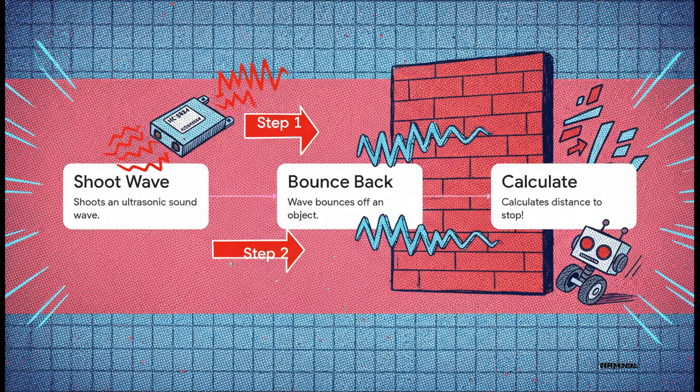Step 3. The sensor calculates exactly how long that round trip took, and because it knows the constant speed of sound, it can perfectly calculate the precise distance to that wall. The result? The robot hits the brakes and stops before crashing, all just by processing its own acoustic echoes.